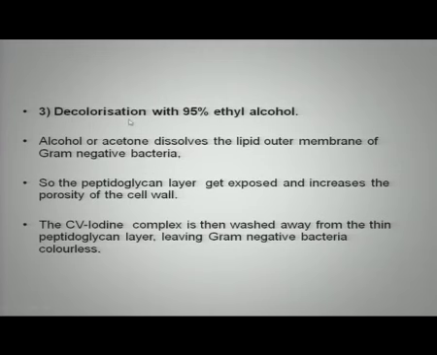The third step here is decolorization with 95% ethyl alcohol. Alcohol or acetone will dissolve the lipid outer membrane of the gram-negative bacteria. So, the peptidoglycan layer gets exposed, which increases the porosity of the cell wall. The CV iodine complex is then washed away from the thin peptidoglycan layer, leaving the gram-negative bacteria colorless.